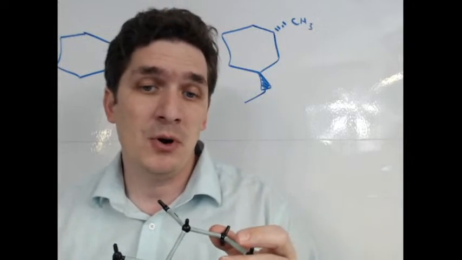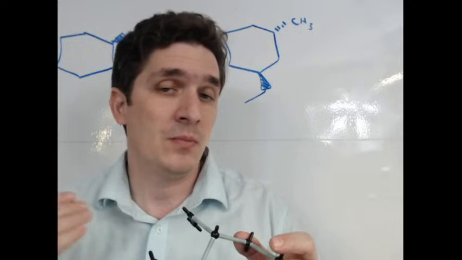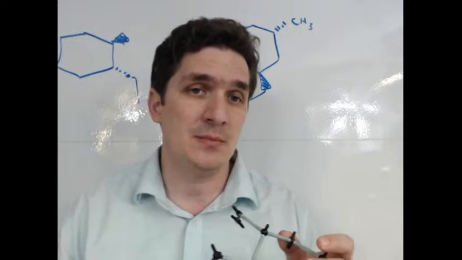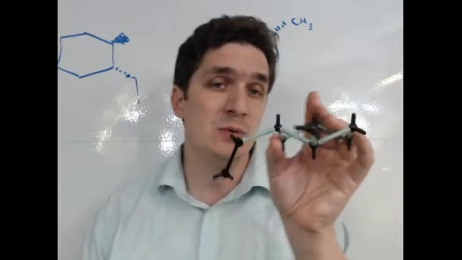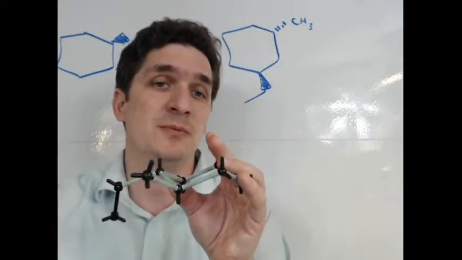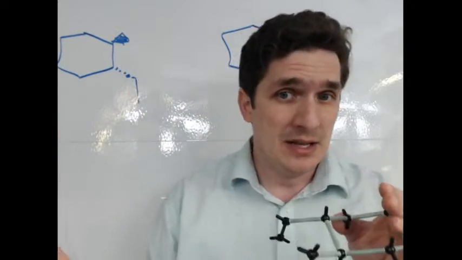So for number one, I would say that the two groups are both axial or both equatorial, but they're the same. So they could be axial, they could be equatorial. In this case, we prefer them both to be equatorial because bulky groups prefer the equatorial position. But that's how that would work.